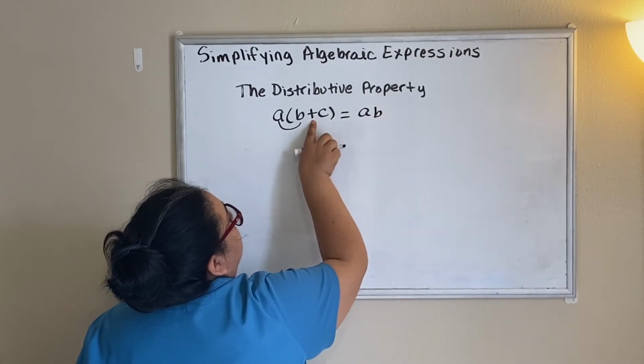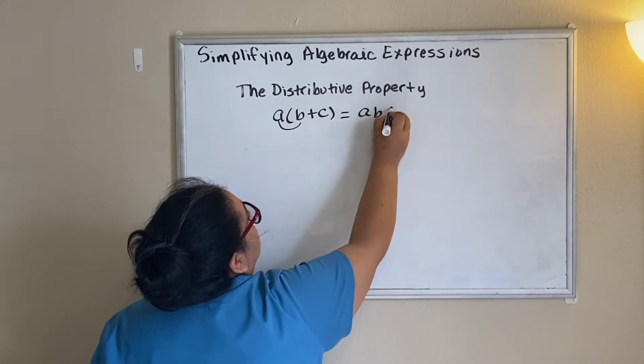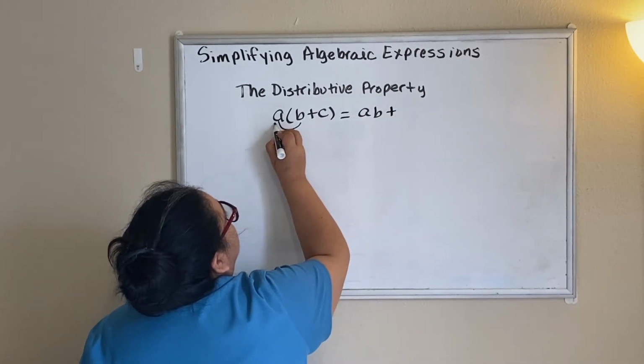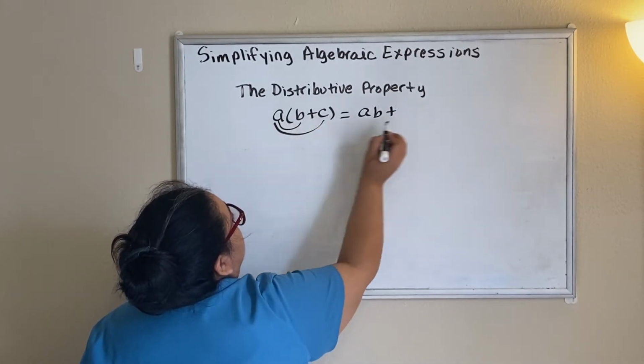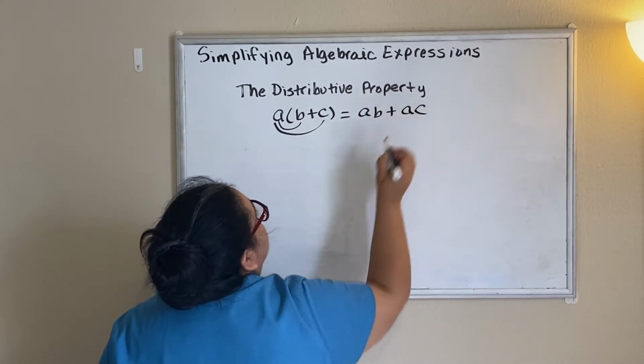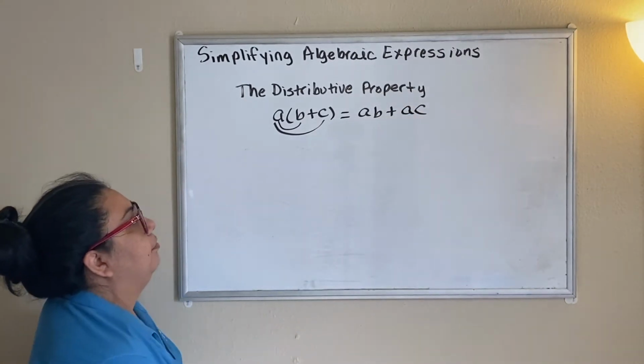Then we're going to move over the operator, which is plus. So we're going to put plus, and then we're going to distribute a to c. So a times c would just be ac. And that is the distributive property.